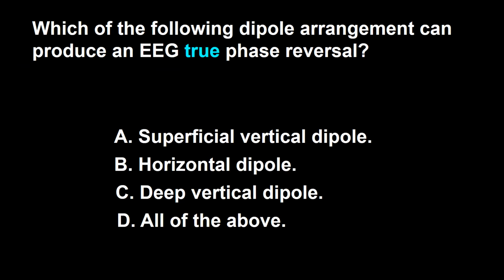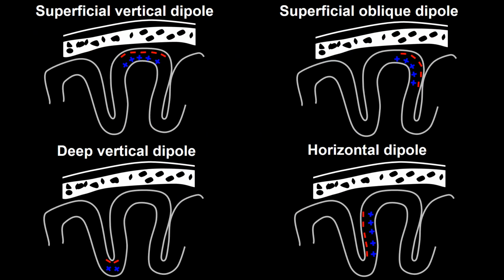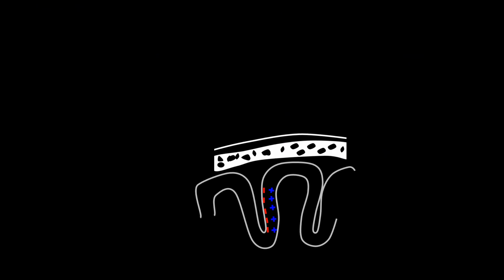Next question. Which of the following dipole arrangements can produce an EEG true phase reversal? A. Superficial vertical dipole. B. Horizontal dipole. C. Deep vertical dipole. D. All of the above. This frame shows the dipole arrangements listed in the question. A phase reversal can only be produced by a horizontal dipole. This frame isolates the horizontal dipole figurine to show how it works.